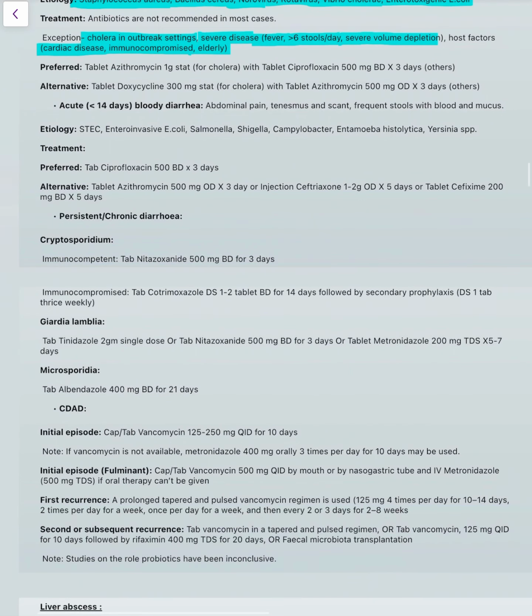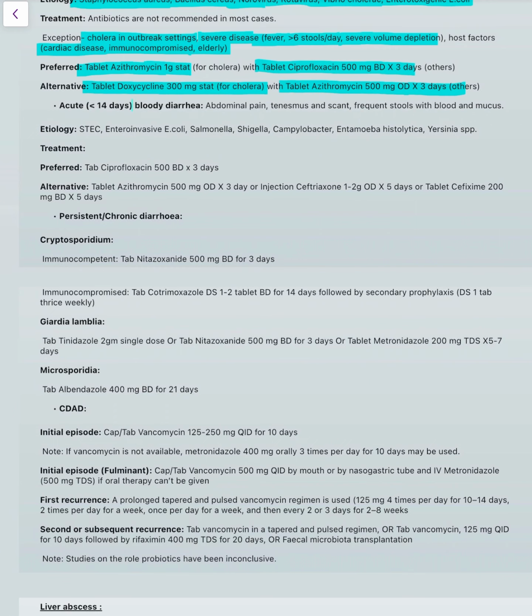So what is the preferred antibiotic? Tablet azithromycin. If there is a cholera outbreak, 1 gram stat you have to give. With that, tablet ciprofloxacin 500 mg BD for 3 days. This is the preferred regimen. Right, usually a single antibiotic, that is a fluoroquinolone, ciprofloxacin or ofloxacin, is enough for 3 days treatment. Right. Alternative is tablet doxycycline 300 mg stat for cholera and tablet azithromycin 500 mg OD for 3 days. This is the alternative regimen.